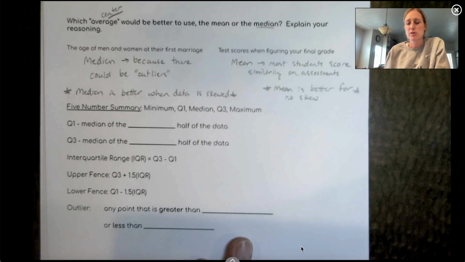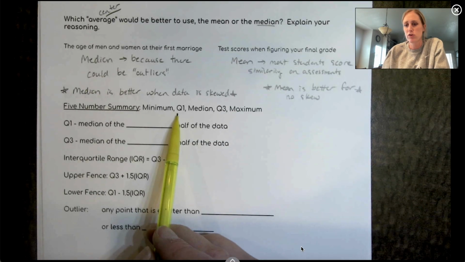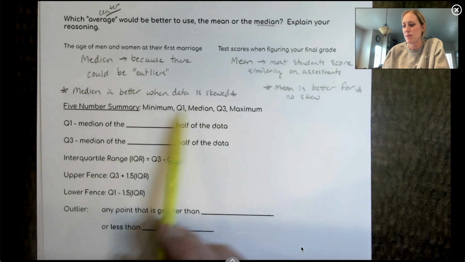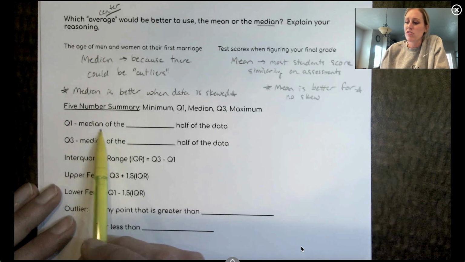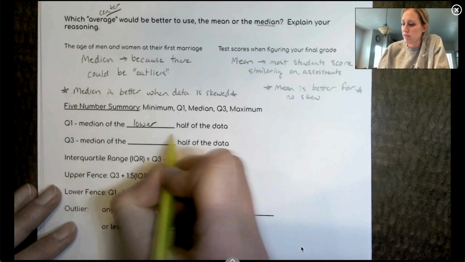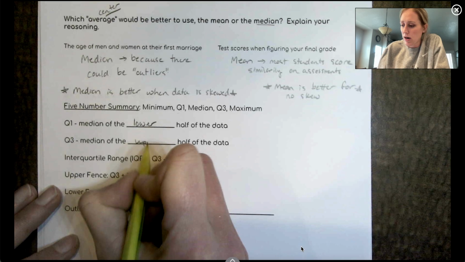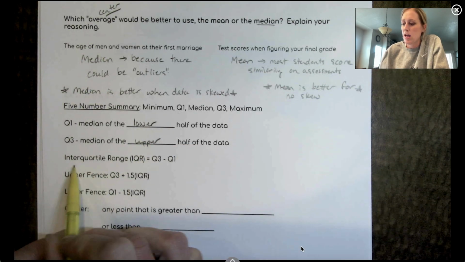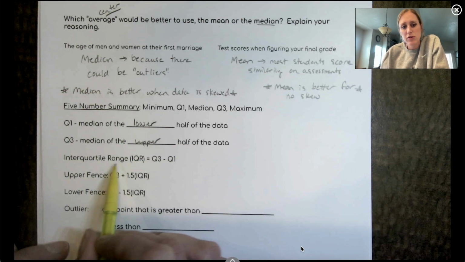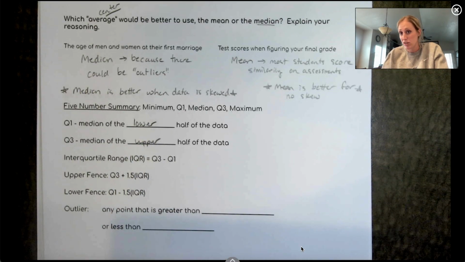All right, 5 number summary. We have already done this. Minimum, maximum, first quartile, third quartile, and the median. So remember, Q1 is the middle or the median of the lower half of the data, and third quartile is the median or the middle of the upper half of the data, okay? And then remember, we can find the IQR or the interquartile range by doing Q3 minus Q1. So all that's review. We've done that before.